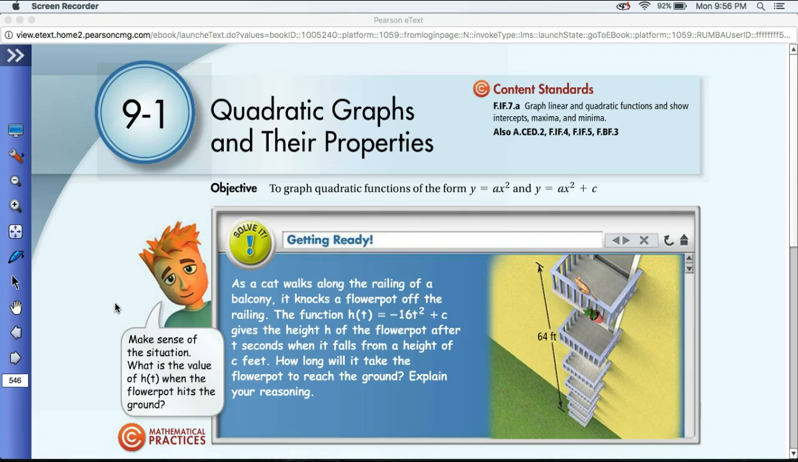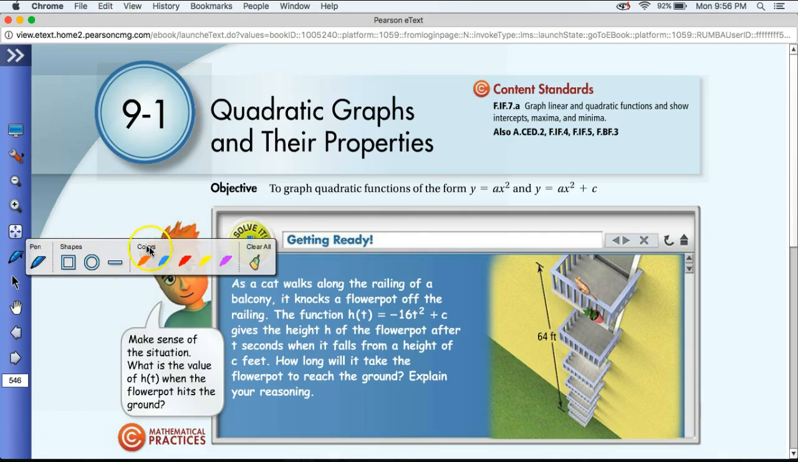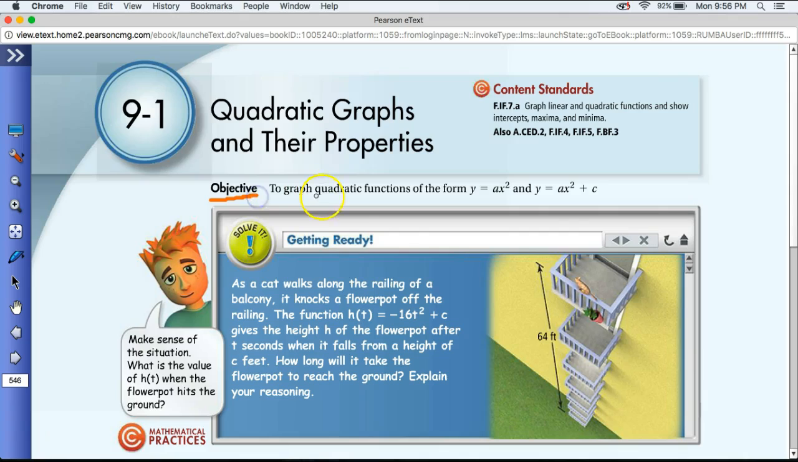At any rate, this is 9.1, quadratic graphs and their properties. Our goal, or I can statement, by the end of this, you will be able to graph quadratic functions of the form y equals ax squared and y equals ax squared plus c.